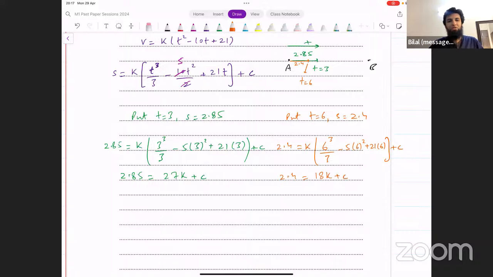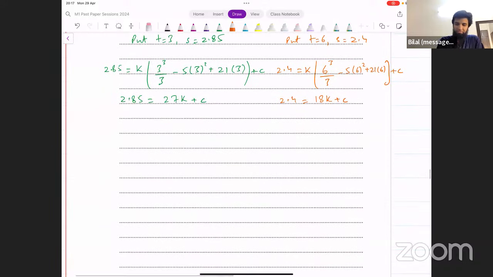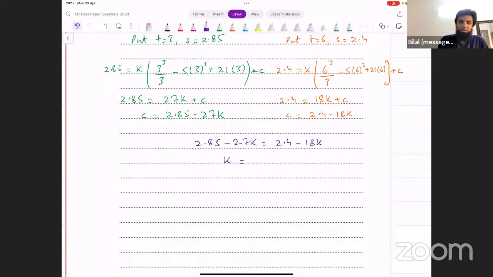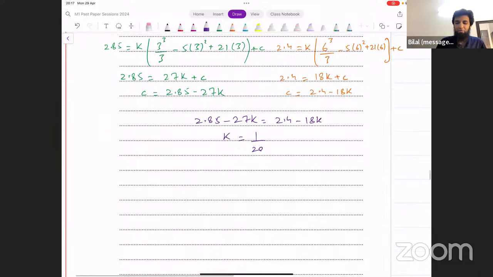You have these two equations. You can solve these simultaneously to find the values of k and c. Let's see what they turn out to be. In the first equation, if we make c the subject, that gives us 2.85 minus 27k. In the second equation, it becomes 2.4 minus 18k. We can equate both of them to find the value of k first of all. Let's see what this turns out to be. 2.85 minus 2.4 divided by 9. And that's giving me 1 over 20. That's the value of k.